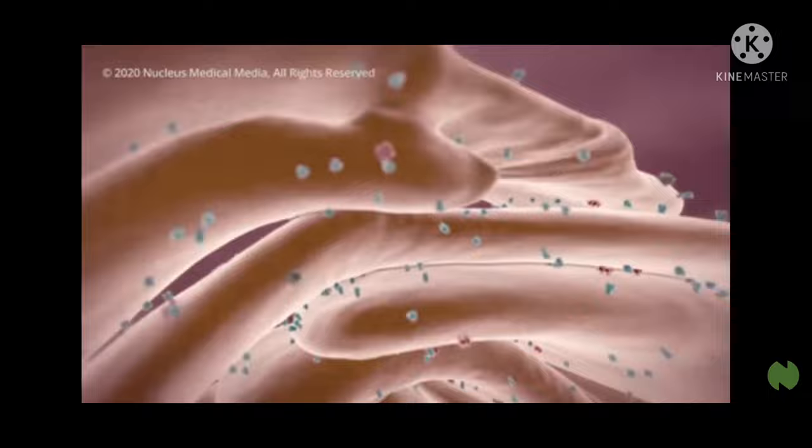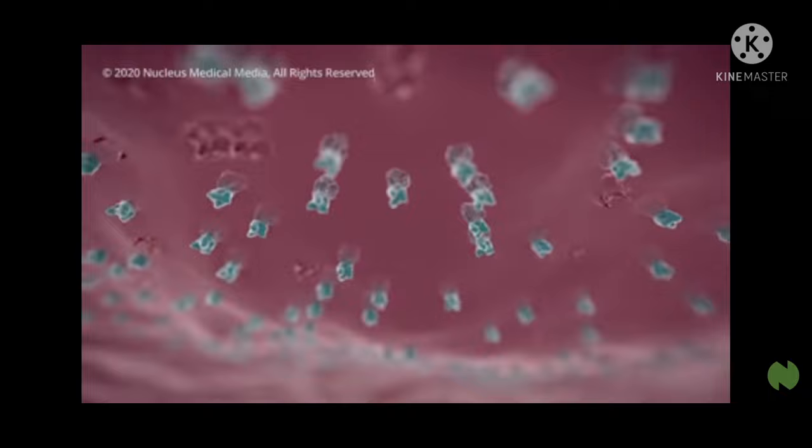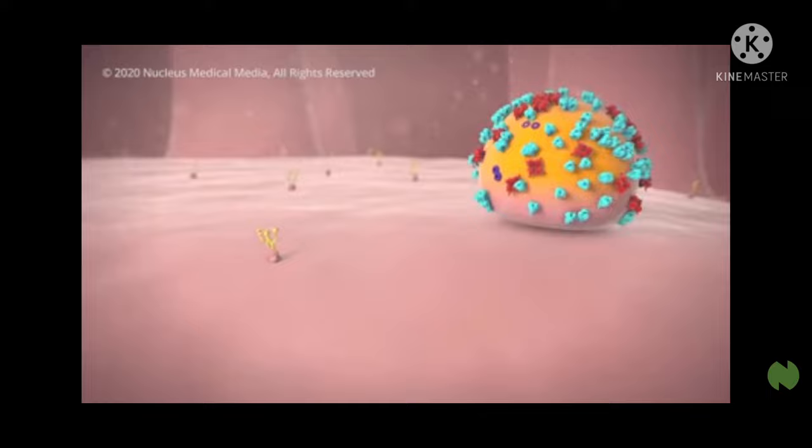A packaging structure in your cell then carries the spikes in vesicles which merge with your cell's outer layer, the cell membrane. All the parts needed to create a new virus gather just beneath your cell's membrane. Then, a new virus begins to bud off from the cell's membrane.